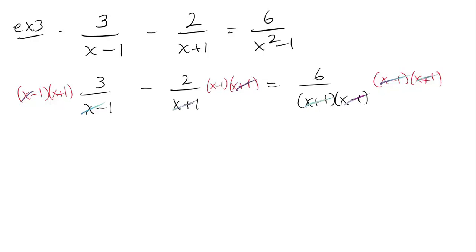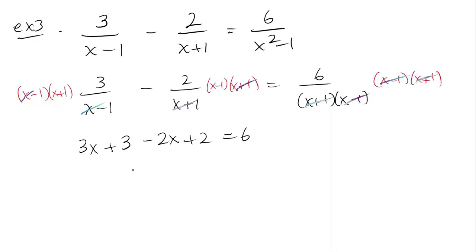And since we saw this before, I'm going to skip this step. This is just 3 times the quantity x plus 1. Same thing here, just be careful that you distribute the negative with it. This is negative 2 times x minus 1, that's negative 2x plus 2. And on the right side we have 6.